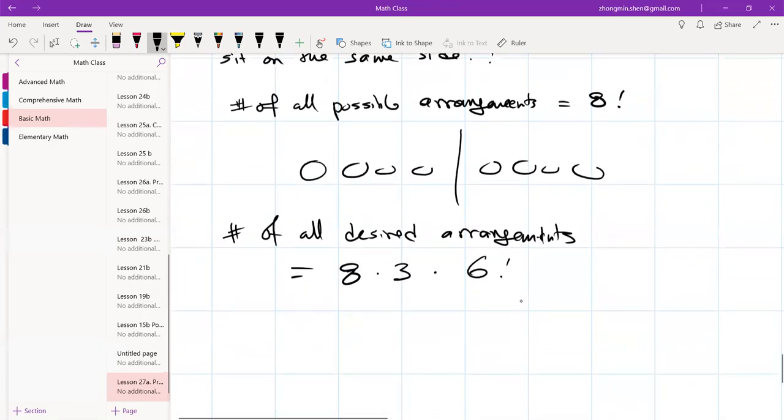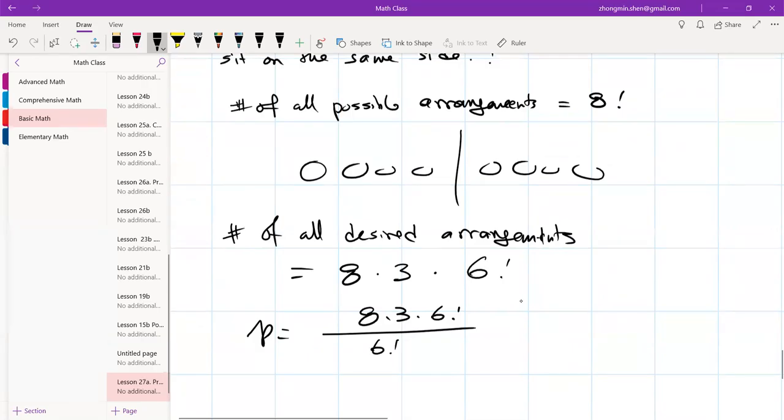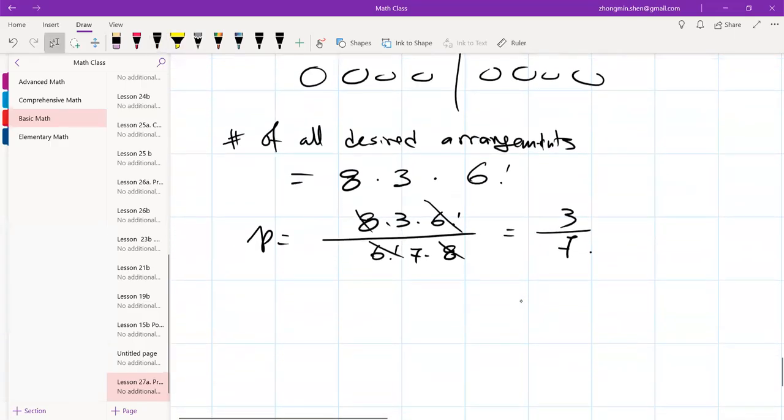All right, so the answer will be 8 times 3 times 6 factorial over 8 factorial. You cancel out 6 factorial and you also cancel out 8, then you get 3/7. Okay. Got it? You understand, right?